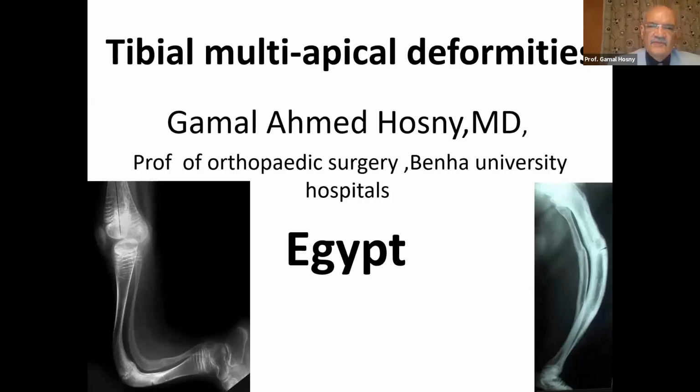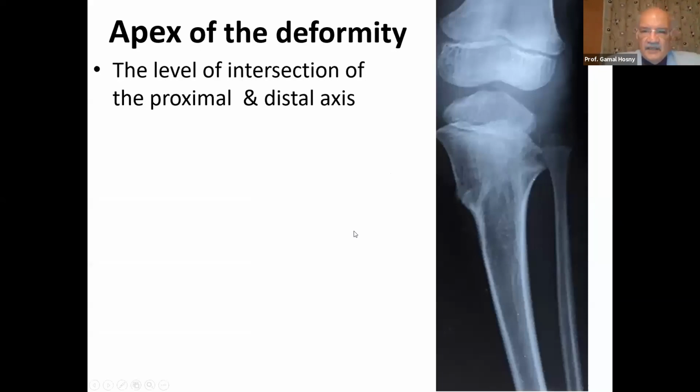I'm going to speak about the typical multi-apical deformities. We are going to revise again the apex of the deformity and the CORA and that sort of stuff. I want to remind you that the apex of the deformity, the CORA, is at the level of intersection of the proximal and distal axis.